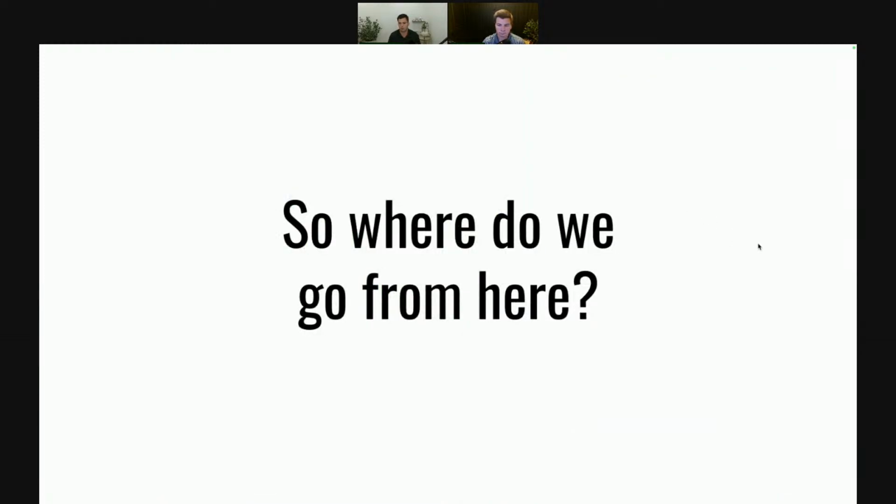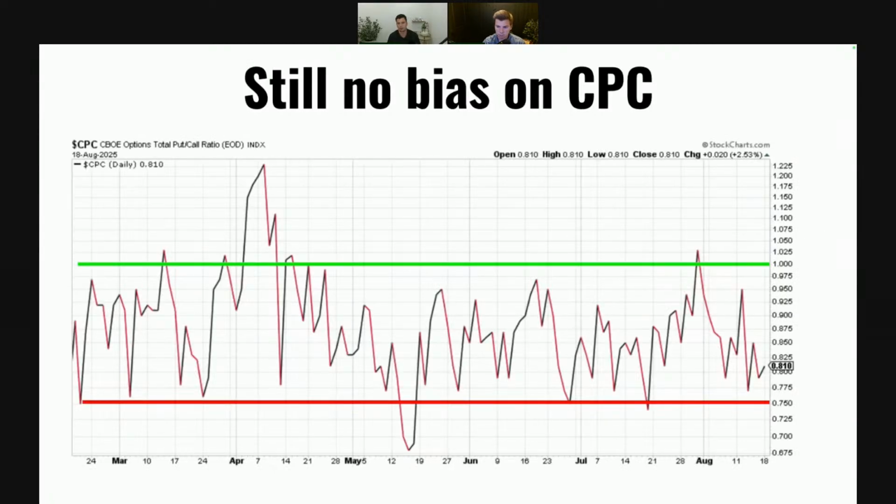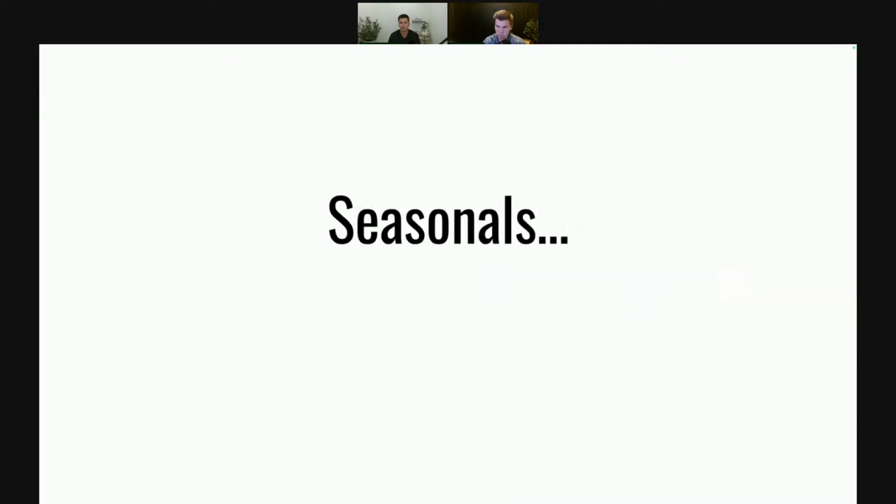So where do we go from here? Well, right now on the fear and greed index, we're still riding in that greed. Right there in the middle of the greed section. It's a little bit higher than it was last week. You can see last week's reading was 58. Now we're at 65. We're still not in extreme greed territory, even with the markets at all-time highs. And similarly, on the put-to-call ratio, which looks at the options market to tell us, hey, are we overcooked? Are we overbought, oversold? What's going on? There's no bias right now in the options market. We're still in between that threshold of 1 and 0.75. So there's not a lot of direction here right now to tell us which way things may go.